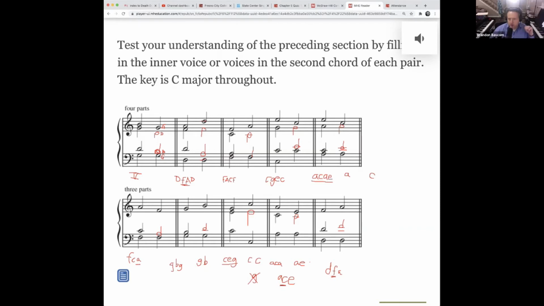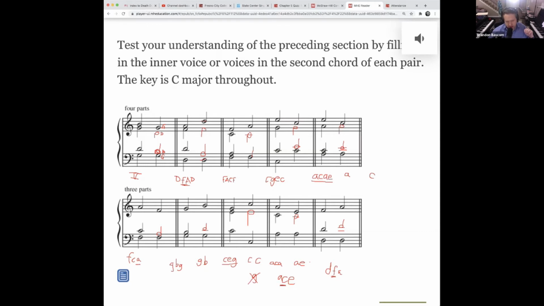I have a question. Go ahead. I don't know if I should ask. Yes, you should. Why can't we put the F in the alto? Good question.